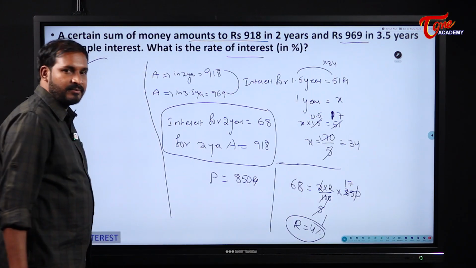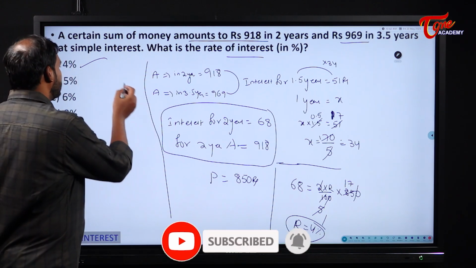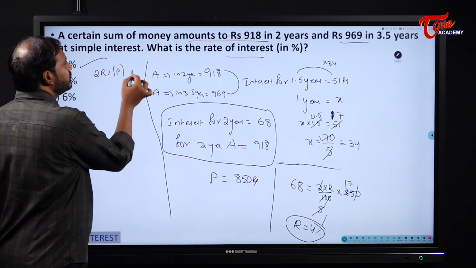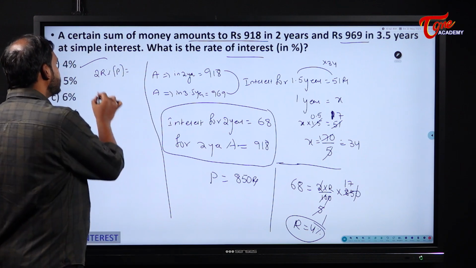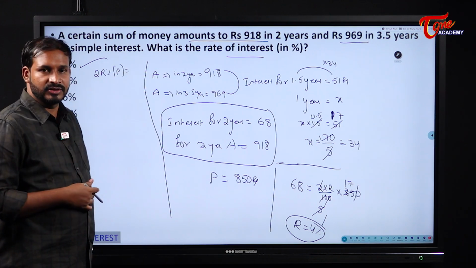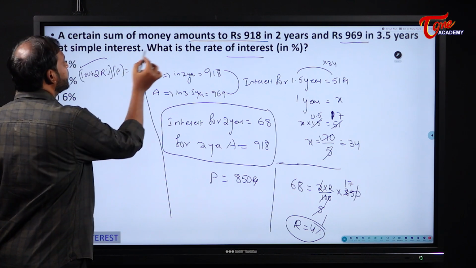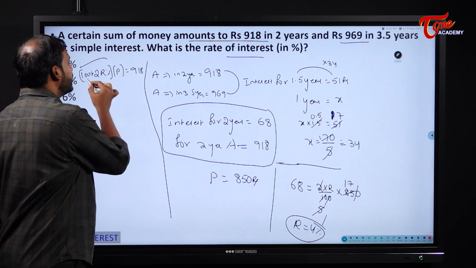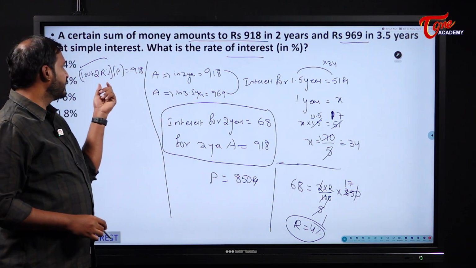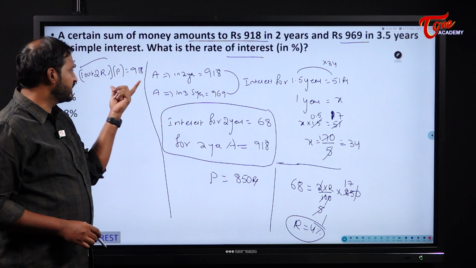Assume the rate of interest is some R percentage, but it takes a lot of calculation there also. That means 2R percentage of some P is equal to something you will get, or else 100 plus R percentage, like that also you can do. 100 plus 2R percentage also it becomes 918. Why have I written 100 plus 2R percentage? This is amount. That means 100% P plus 2R percentage of P. It becomes 100 plus 2R percentage of P.